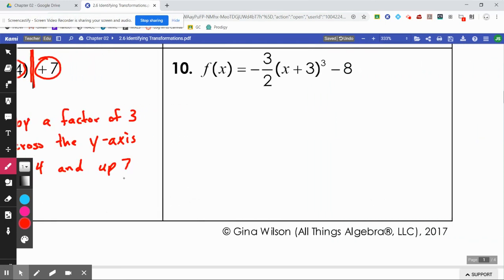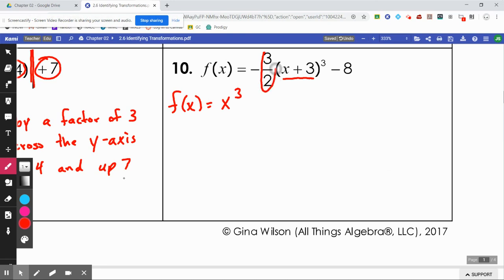First off, identify your parent function. Take this away, and you have x to the third stuff. So it'd be f of x is equal to x to the third would be the parent. Let's look for any multiplication or division. There's nothing inside with the x. All we have inside with the x is x plus 3. That's all the horizontal action that's going on.